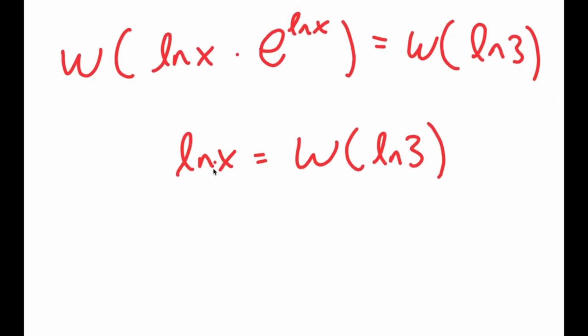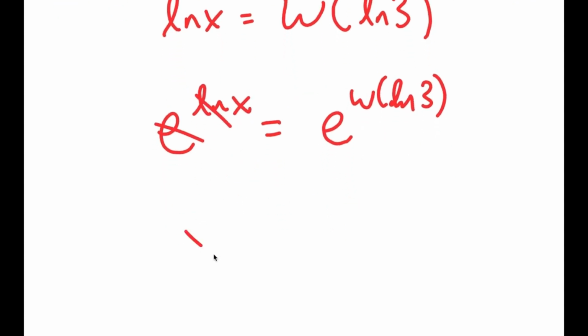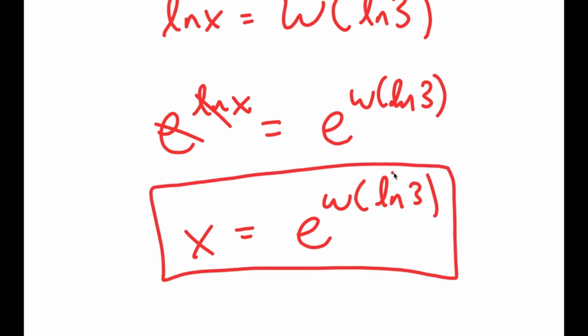Now, I want to get rid of this ln, so I'm just going to take e to the power of both sides. E to the power of ln, these two cancel out, so I get x is equal to e to the power of W of ln of 3. So this is my answer to this equation.